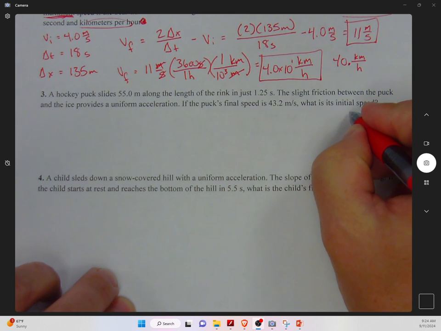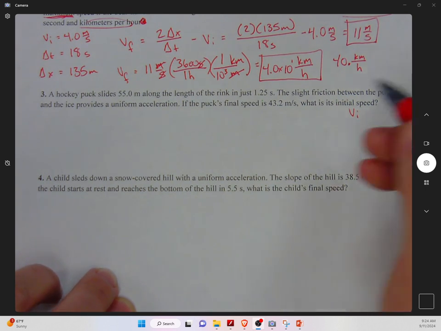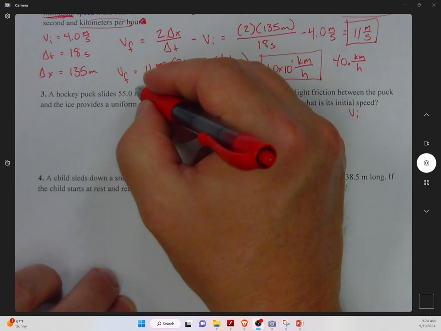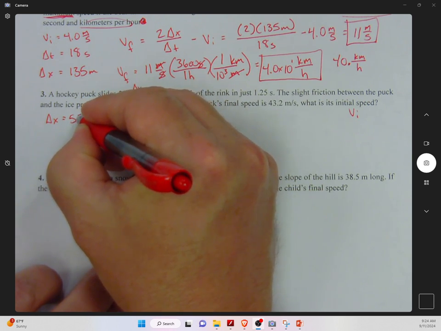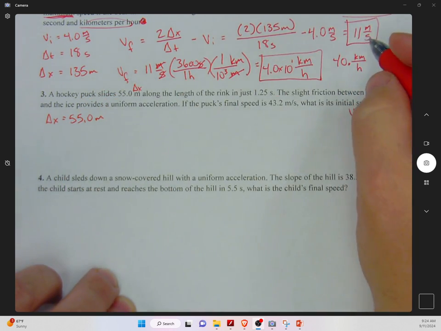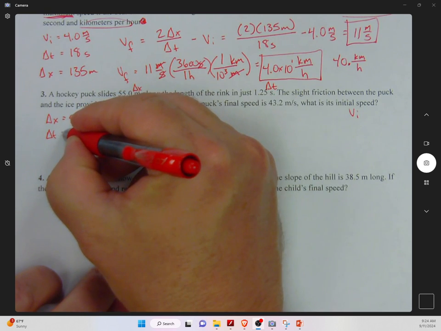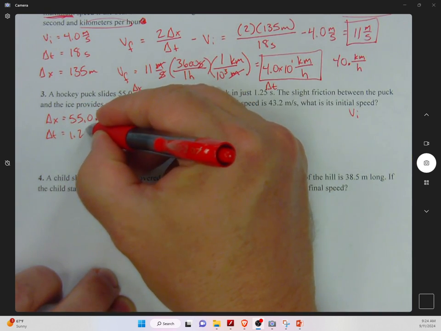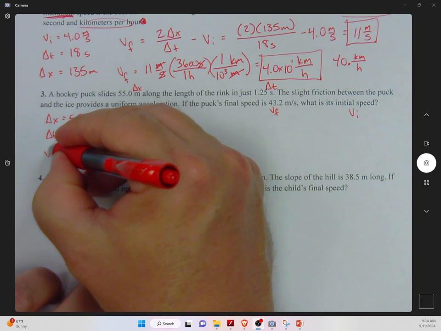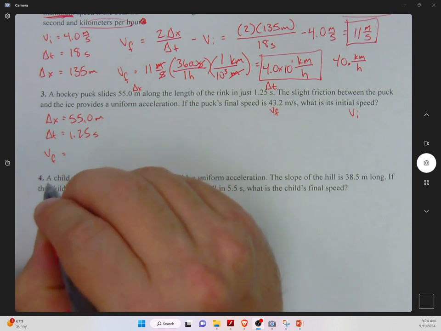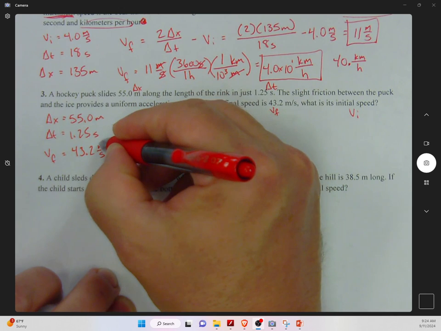All right, so we are trying to solve for initial, right? Initial velocity. We just don't have a direction, so we call it speed. But of the stuff we have, we have a delta x right here, 55 meters. We have a time right here, 1.25 seconds. And then we have a final velocity right here, which I've already forgotten what it was, 43.2 meters per second. Trust me, this is an m.